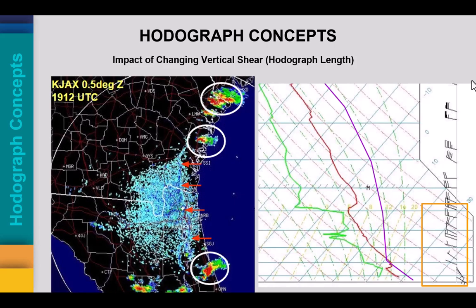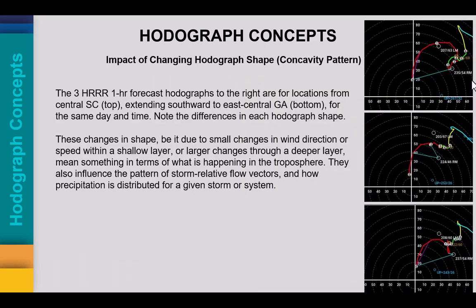So here's an example on a day that we saw supercells develop on the east side of the sea breeze, where we had enhanced onshore flow beneath moderate mid-level flow. On the right, we have three HRRR one-hour forecast hodographs from locations from central South Carolina at the top, working southward to east central Georgia at the bottom for the same day and time. Note the difference in each hodograph shape.